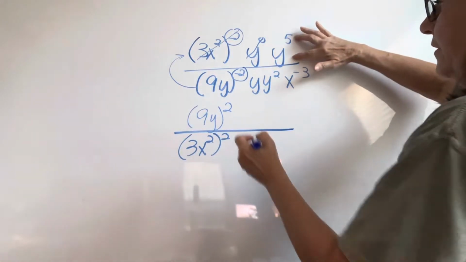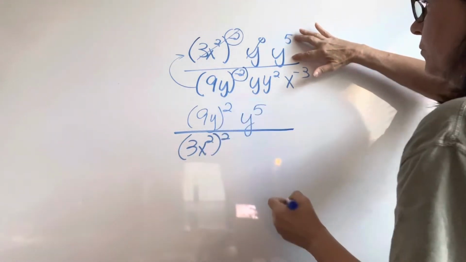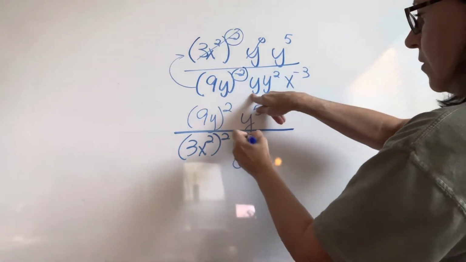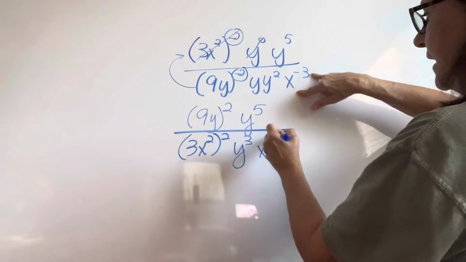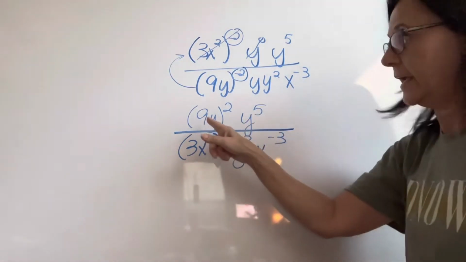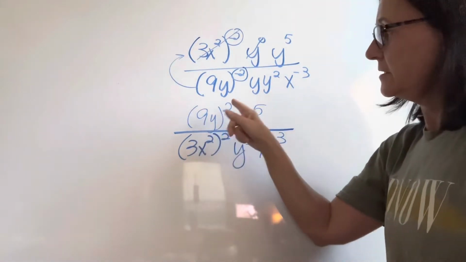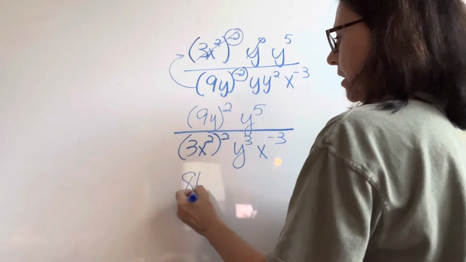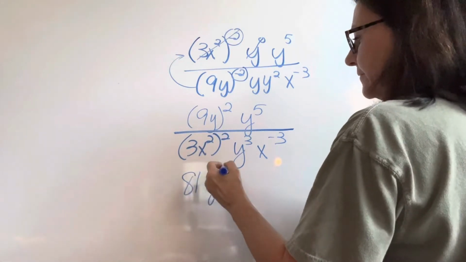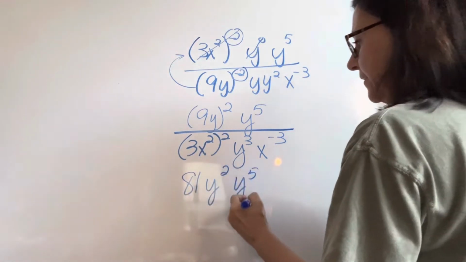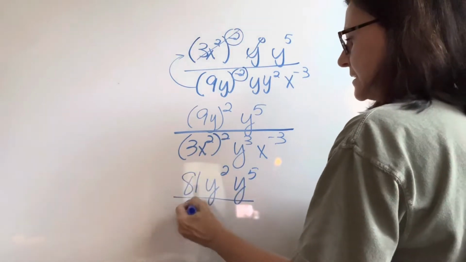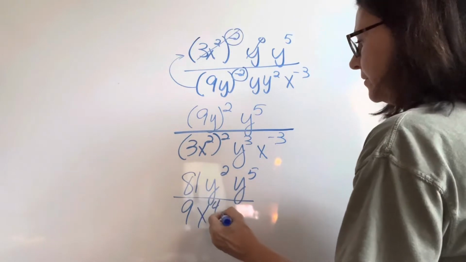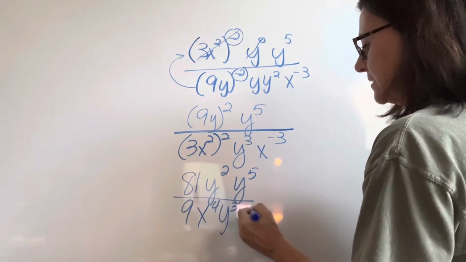All right, so what am I left with? I'm left with y to the 5th, and in the numerator and the denominator, I can combine y and y squared. That's y cubed, x to the negative 3. Now I'm going to raise this to the power. So it's 9 squared, which is 81, y squared, obviously y to the 5th. That's 3 squared, it's 9. x squared, power raised to power, we multiply, so that's x to the 4th. y cubed, x to the negative 3.